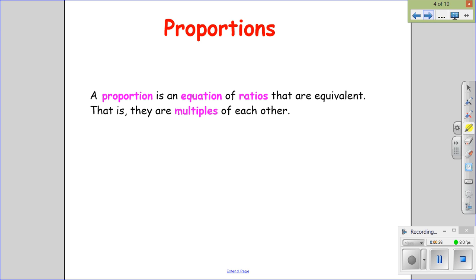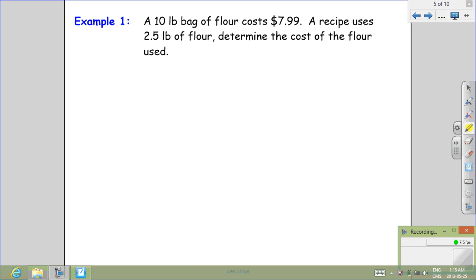Proportions are equations of ratios that are equivalent to one another. That is, they're multiples of each other. We're going to do a couple of word problems that use proportions to solve them. A 10-pound bag of flour costs $7.99. A recipe uses 2.5 pounds of flour. Determine the cost of the flour used.